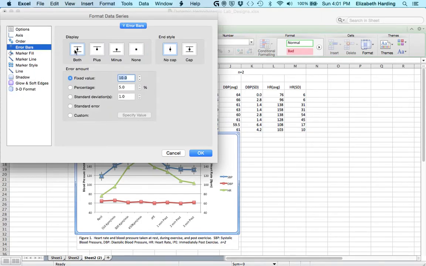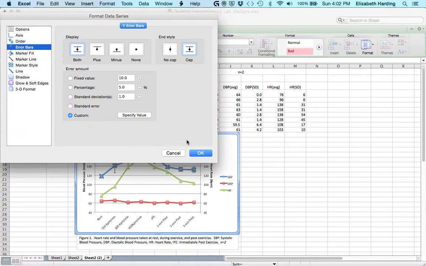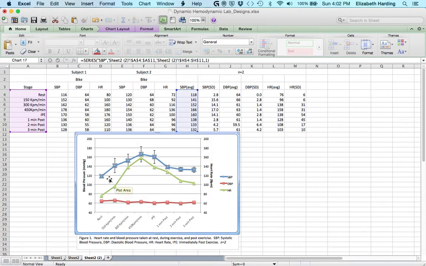Now I want both a plus and a minus because I'm going to use the standard deviations that I calculated. And we're going to go to Custom and specify the value. The value that we're going to use is the systolic blood pressure standard deviations right here. And same thing on the other side. Okay, so it's, say, plus or minus 2.8. Okay, and that's what this is telling us right here. So looks good. All right, now I have some very appropriate to our data error bars here.